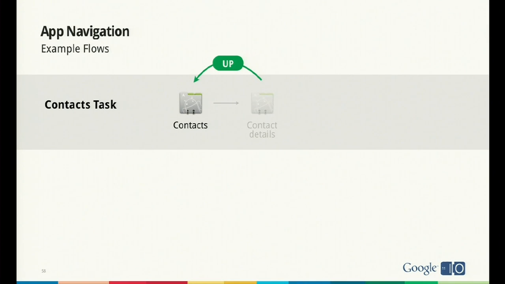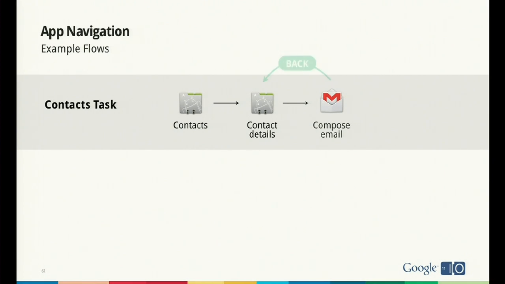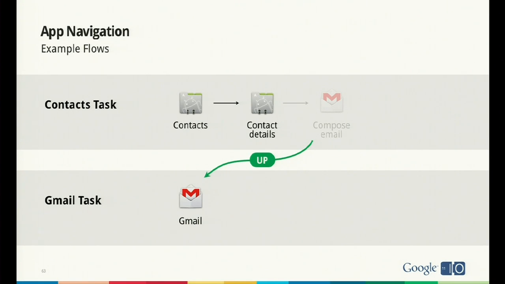Let's take the example in a slightly different path. Now I start at contacts. I go see a detail for a particular contact. And then I'm going to choose to email that contact. So I hit on their email address, and I launch into Gmail. Now we actually see distinct behaviors between back and up. Back would just walk me back to the contact details. But up from Compose would say, you know what? I want to stay within Gmail, and I want to navigate here.